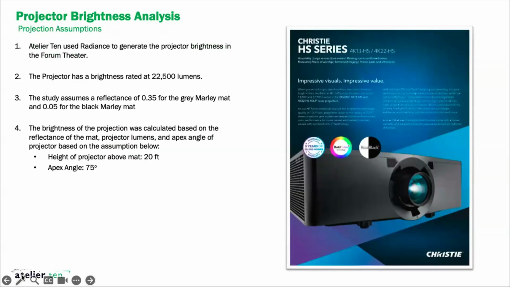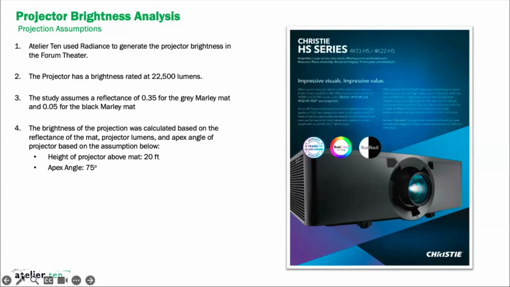These were the assumptions that we made. So the projector had a brightness of 22,500 lumens, and we assumed that the architect was going to be using a Marley mat to project onto. They were curious about whether they should go for a lighter Marley mat or a darker one, so gray or black, right? The answer is pretty straightforward, which you can assume, but we presented that to them as a comparison using Radiance.